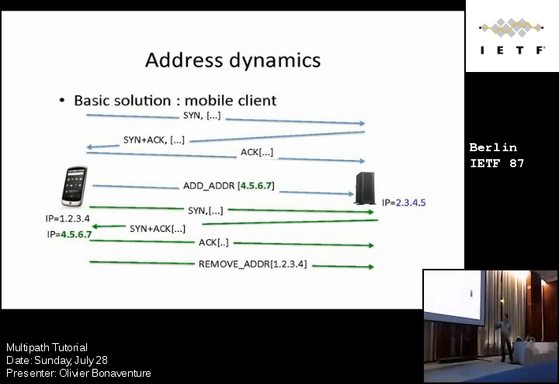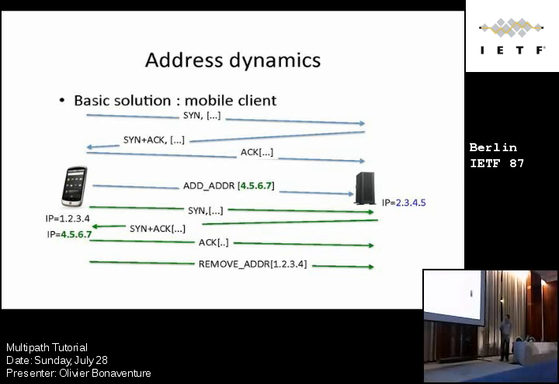If we have a mobile client and, say, a server which has only 1 IP address, then the same applies. The client starts with, for example, the black address. Then it can advertise the availability of the green address. It can use the green address to create subflows to the server.